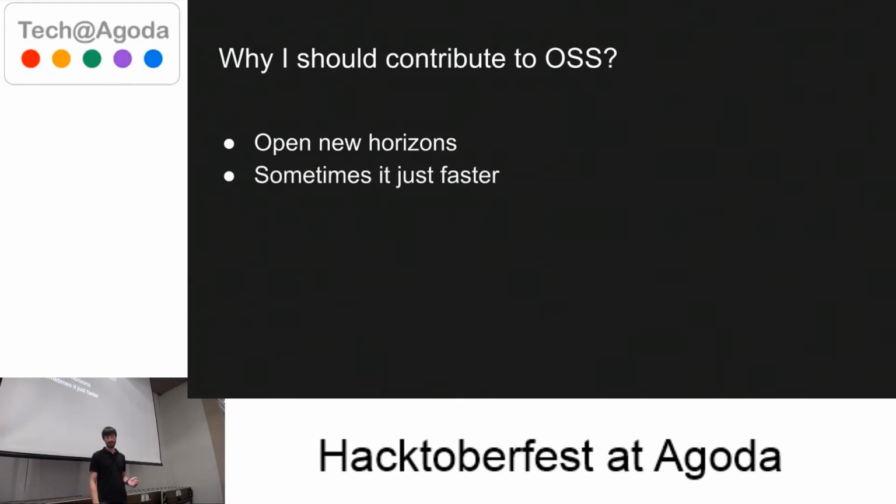Sometimes it's just faster. You can create an issue, and it takes around 2 or 3 weeks, but if you fix it by yourself, it will take around 2 days maybe. And if the repo provides snapshots, you can receive your changes as soon as possible.